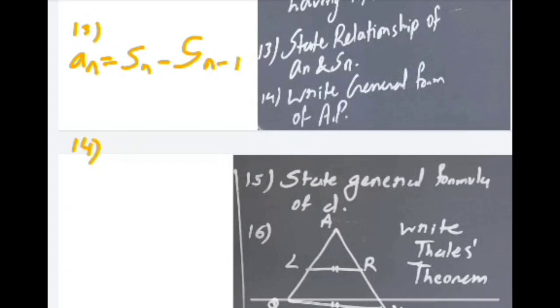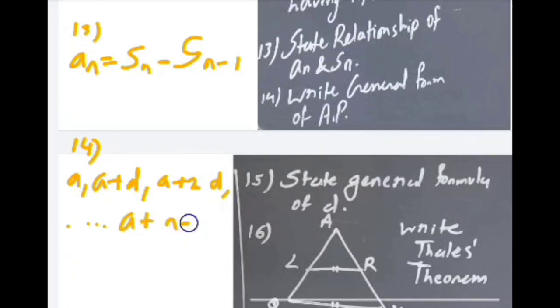write general form of AP. So general form of AP is a, a plus d, a plus 2d up to a plus n minus 1 into d. So this will be the nth term, and this is the general form of AP, a, a plus d, a plus 2d up to a plus n minus 1 d.